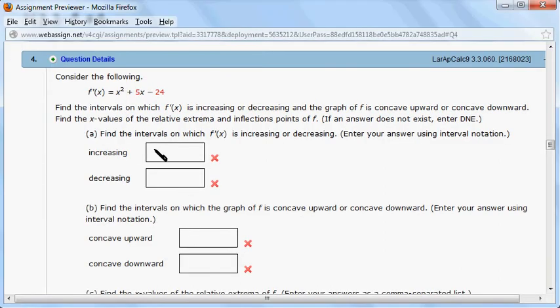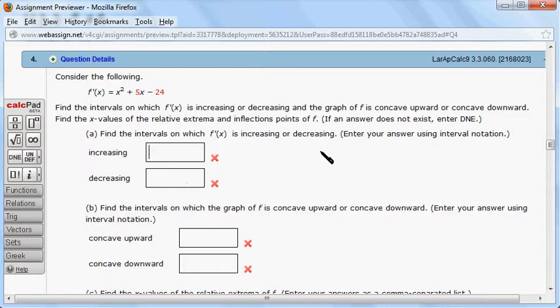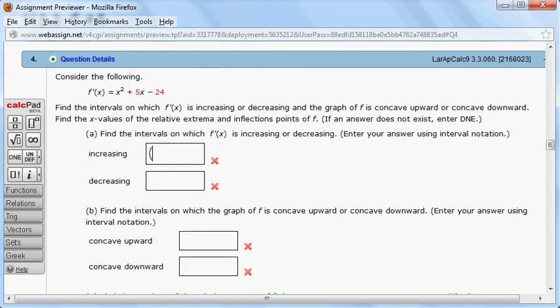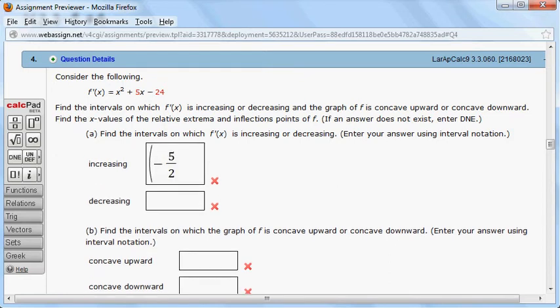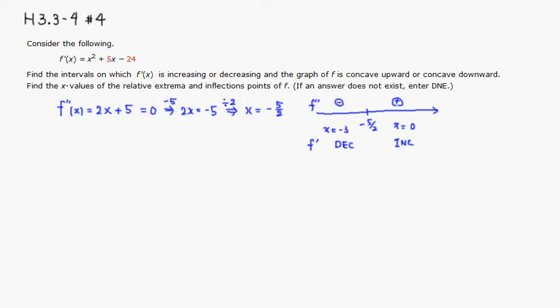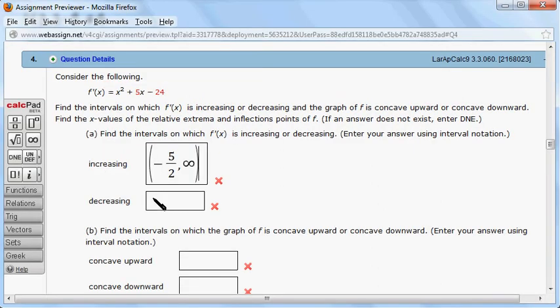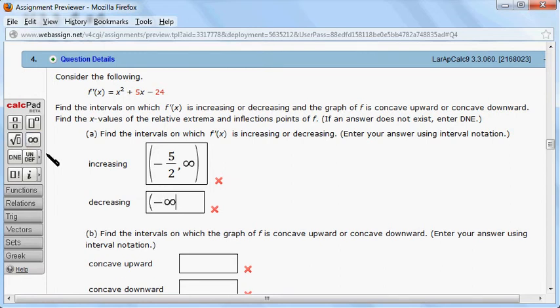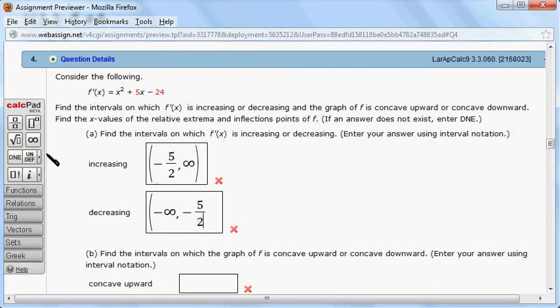So it's increasing on negative 5 halves to positive infinity. And then it's decreasing on an interval from negative infinity to negative 5 halves.